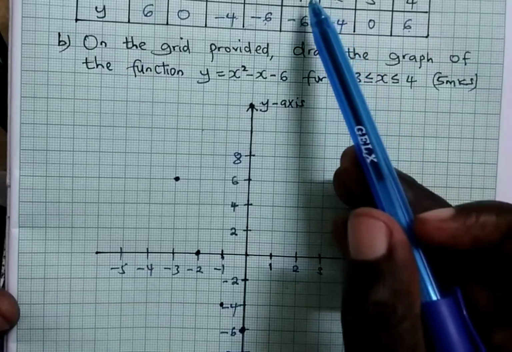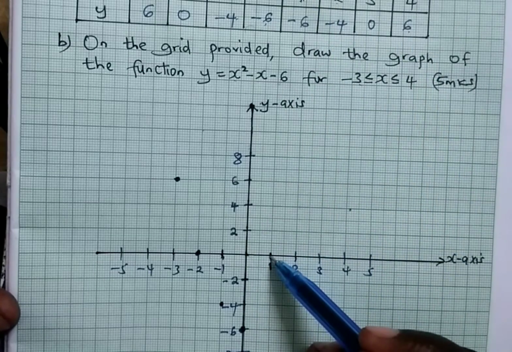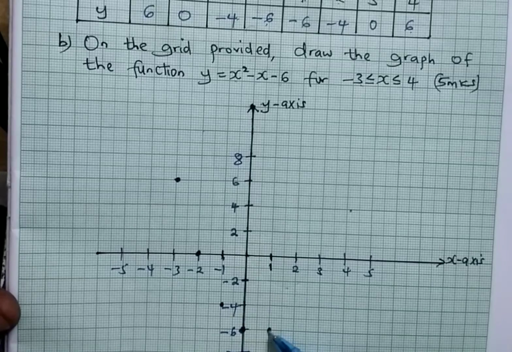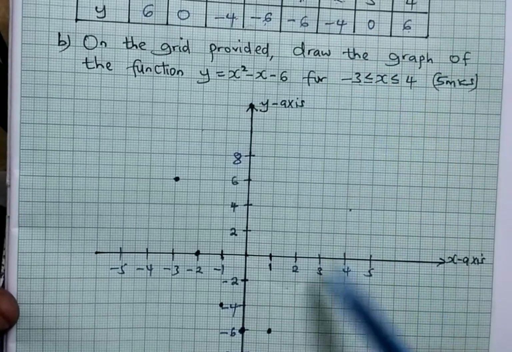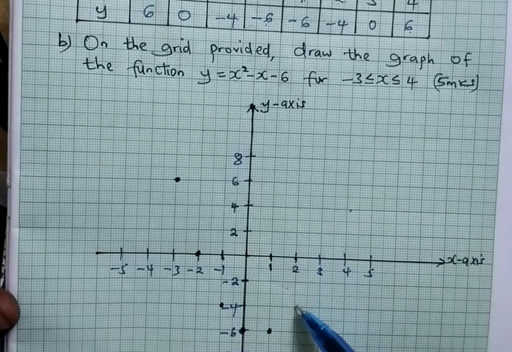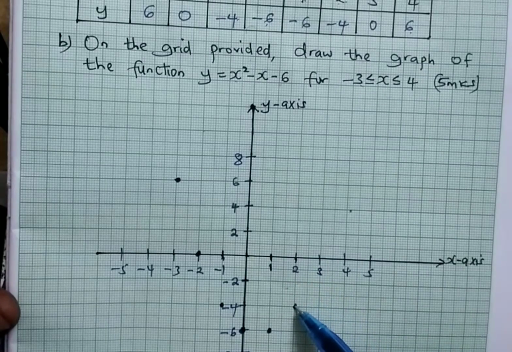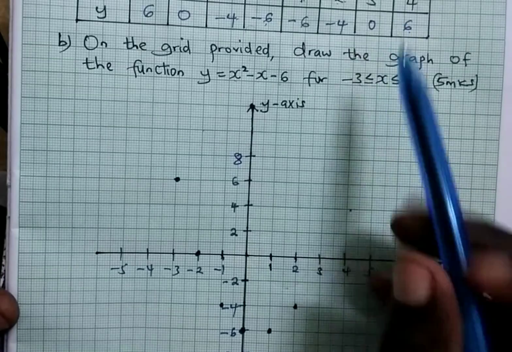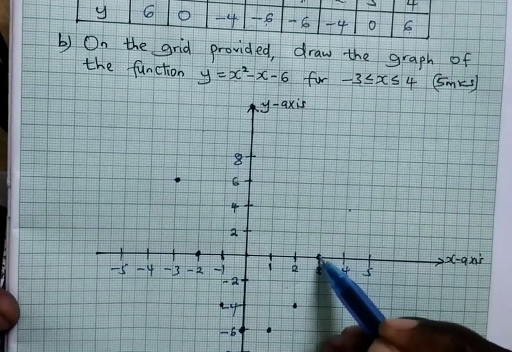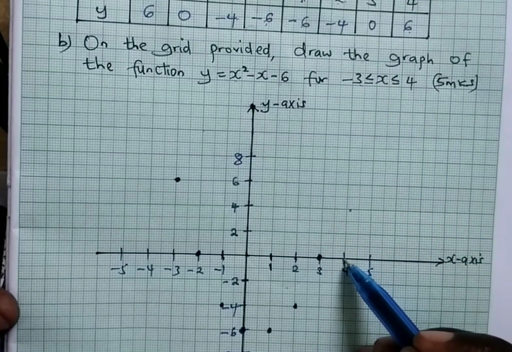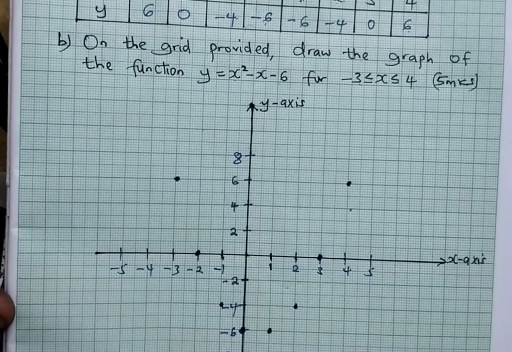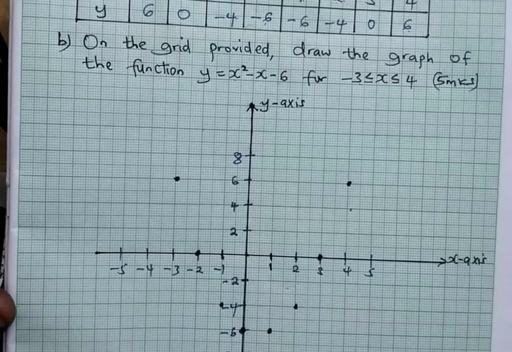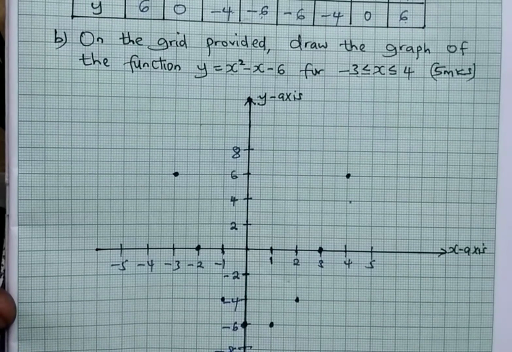And when the value of x is +1, the value of y is going to be equal to -6, sorry. And when x is 2, y is -4. x is 2, y is -4 at this point. And when x is +3, y is 0. And when x is +4, y is +6. And by so doing, you have plotted all these particular points very well.